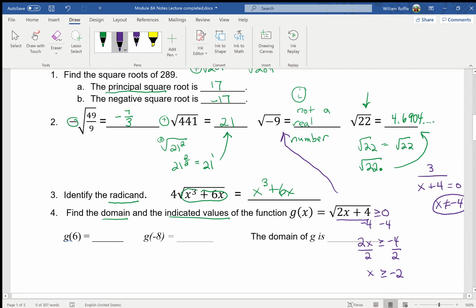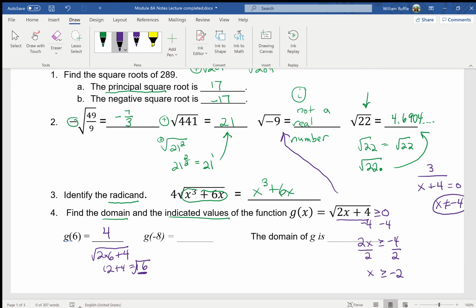So when I put in 6 here, I'm going to do the square root of 2 times 6 plus 4. Now 12 plus 4 is equal to 16. I do the square root of that, and I get g of 6 is equal to 4. And if I look at 16, which is underneath here, is bigger than negative 2, so I would get a real answer. Now negative 8 is definitely less than negative 2, so I should get not a real answer when I do this.